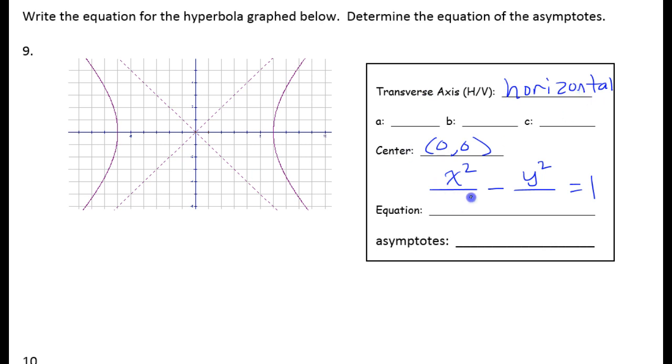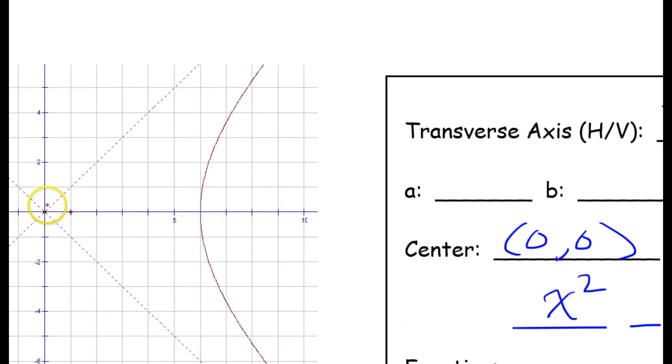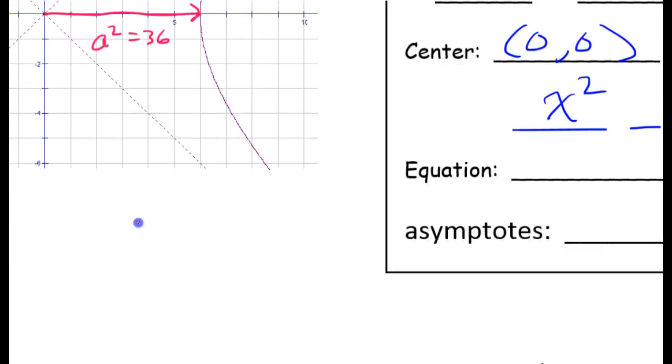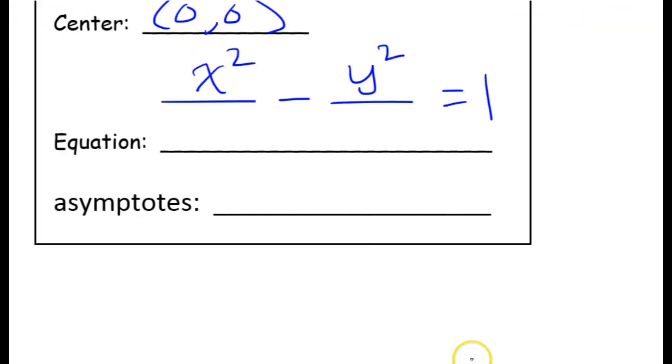Now all we need is the a squared and the b squared. The a value is the distance from the center to a vertex. So you can see here that my a value is 6, which means that a squared is 36. So this is my denominator. Take note that this is horizontal, so it makes sense that the 36 will go in the denominator of the x term.